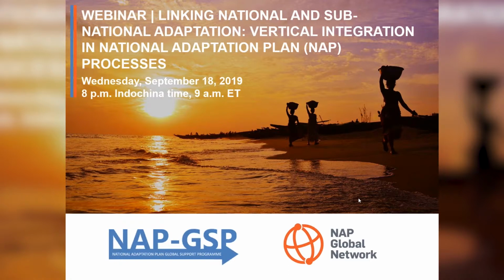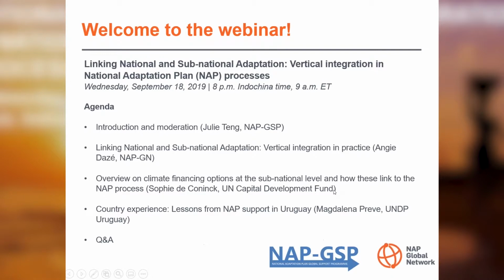And we will first hear from Angie Daisy from the NAP Global Network Secretariat, who will provide a framing presentation on vertical integration. The second presentation will be by Sophie de Koning, who works for the UN Capital Development Fund on the Local Climate Adaptive Living Facility. And she's going to give us an overview of climate financing options at the subnational level and look at how this is linked to the NAP processes. And finally, we'll have Magdalena Preve from the UNDP country office in Uruguay, who will provide examples from the NAP Cities project, which is funded by the Green Climate Fund in Uruguay.